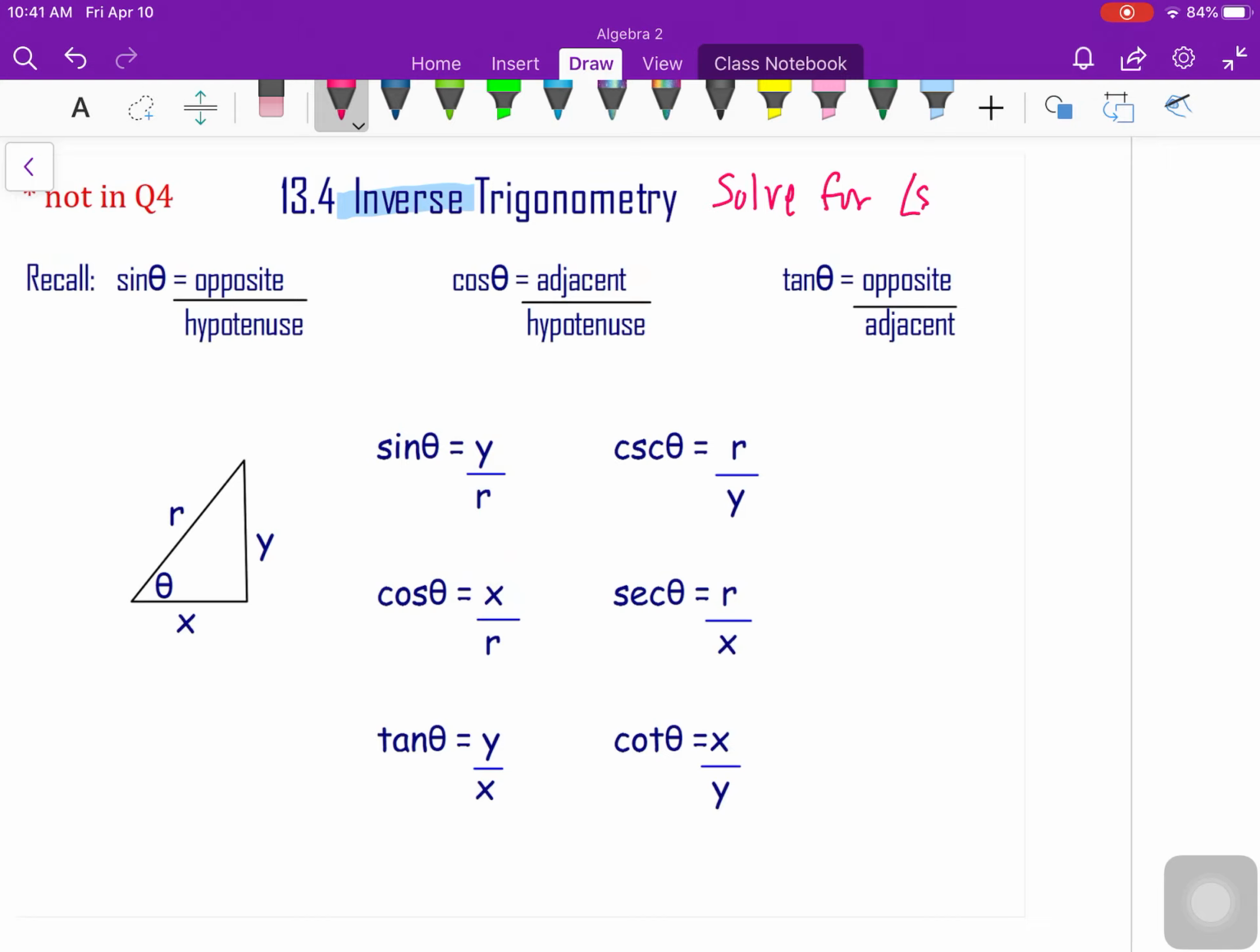Sine, opposite over hypotenuse, or y over r. Cosine, adjacent over hypotenuse, or x over r. Tangent, opposite over adjacent, or y over x. And then it's according reciprocal functions, cosecant, secant, and cotangent.